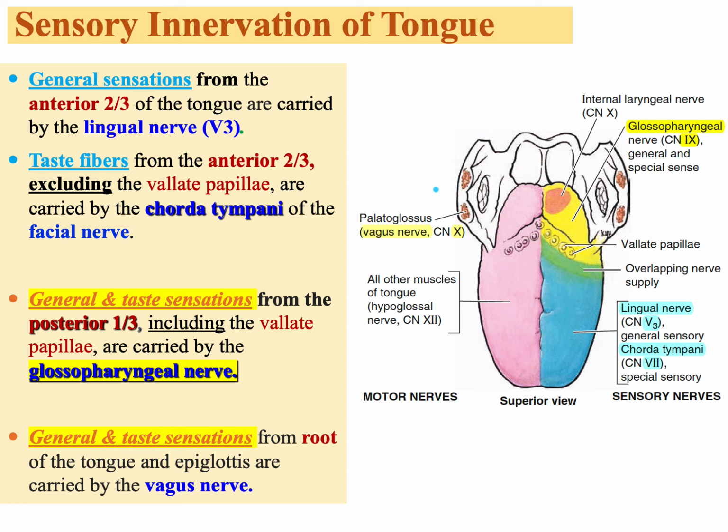Now, this is a very important slide. This is really a very important slide, and you should always expect a question in the exam about the sensory innervation of the tongue. Listen, I'm talking about sensations. We have two types of sensations for the tongue. We have general sensation and we have taste sensation. Keep it in your mind. We have general sensation and we have taste sensation.